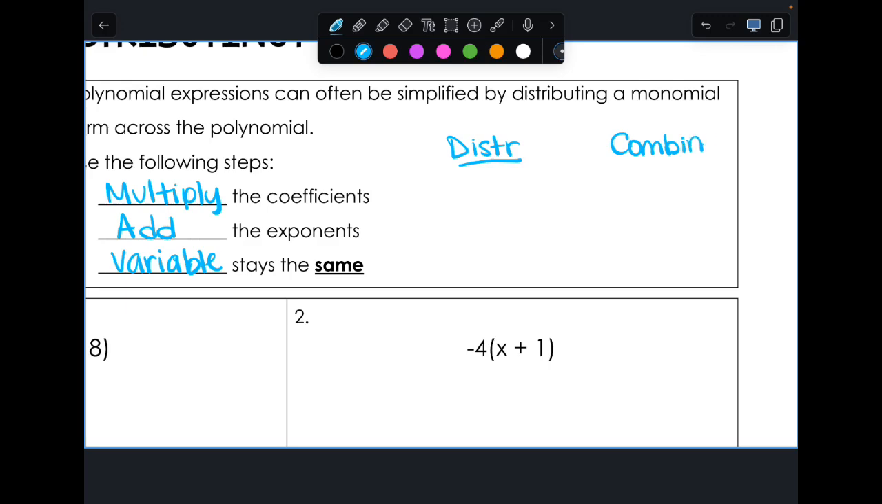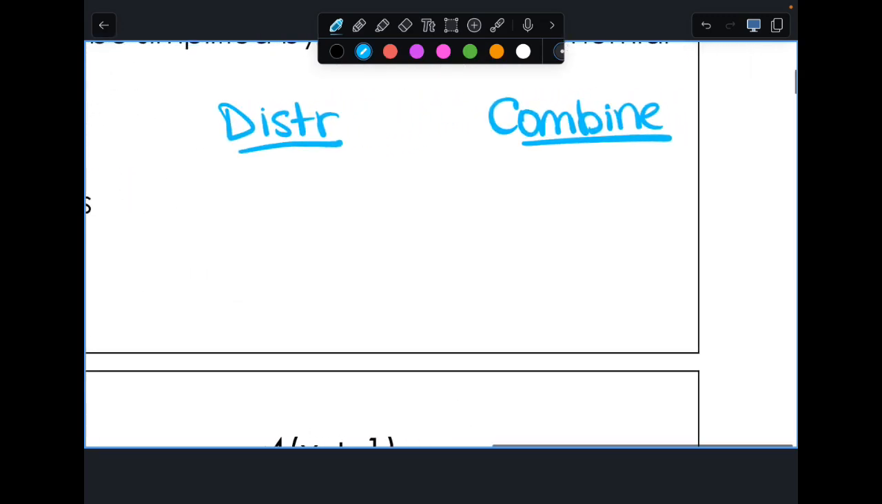Isn't distributing like multiple? One number to all the numbers, and then combining is adding them together. Or no, not combining.